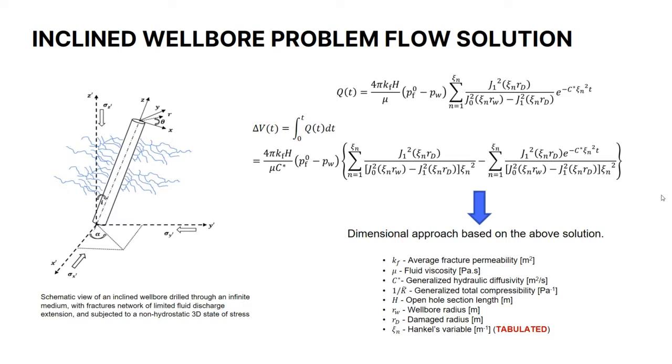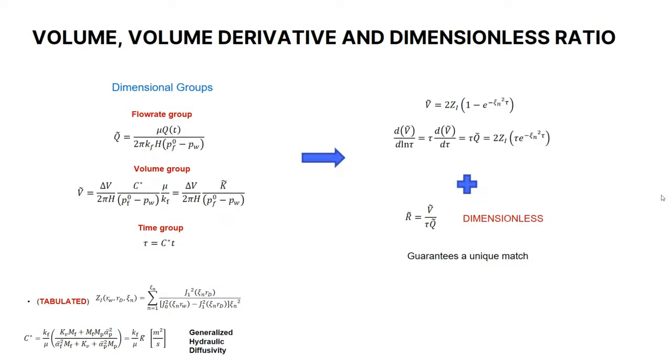So based on this solution of flow rate and cumulative volume that is basically coming from the fracture back to the wellbore, so we're looking at the flowback, we define a dimensionless flow rate and a dimensionless volume, and then of course this is a function of the system properties, and in here it's just a function of basically algebraic variables. So for the dimensionless volume, if we take the logarithmic derivative, we have this corrected flow rate, which has the same units as the volume group. So we can plot them in the same graph.